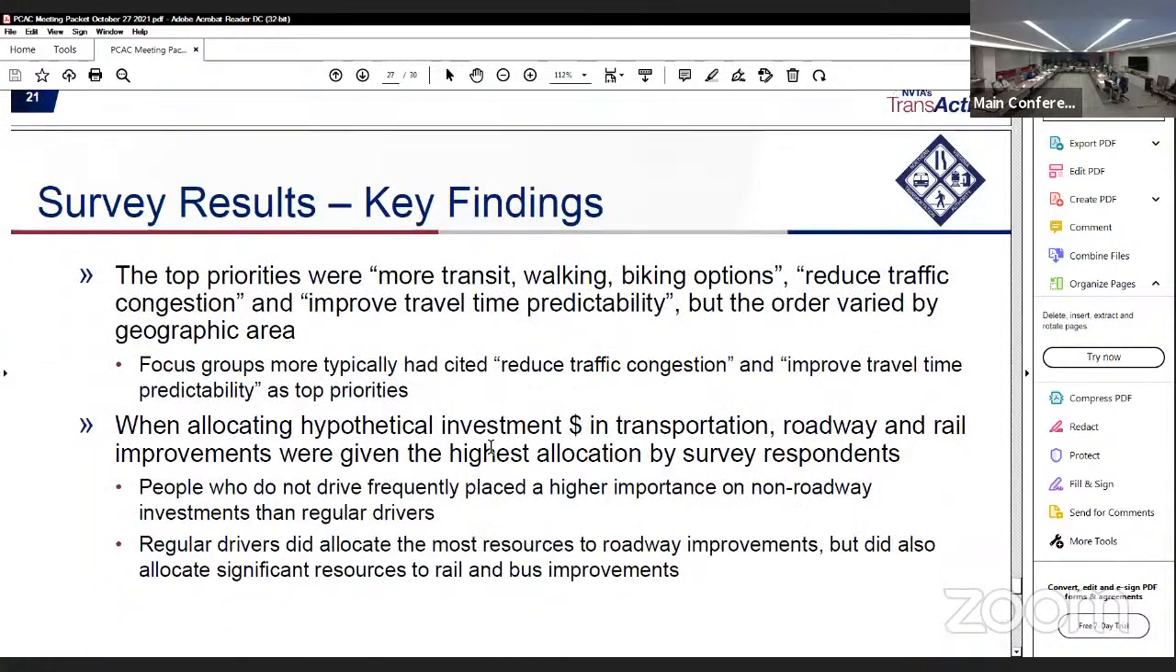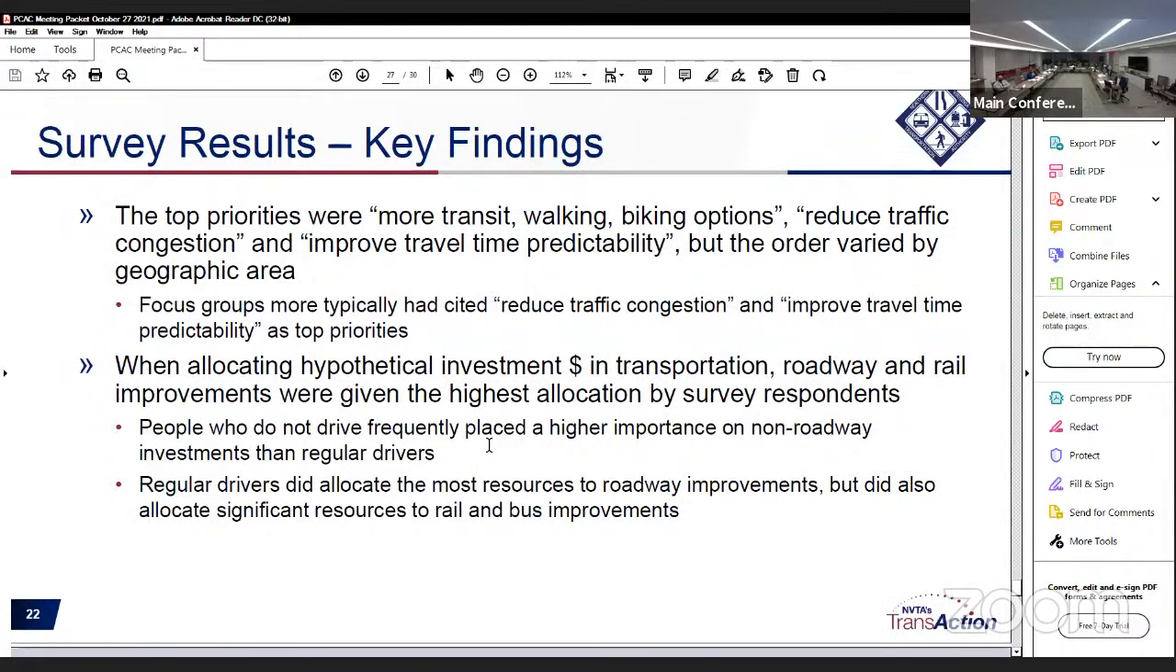And then just to recap, we heard top priorities were more transit, walking, and biking options, reducing traffic congestion, and improving travel time predictability, but the order varied by geographic area. We're going to look at the focus groups in a minute. Those had typically cited traffic and predictability, but we'll look at how the makeup of the focus group compares relative to the survey.